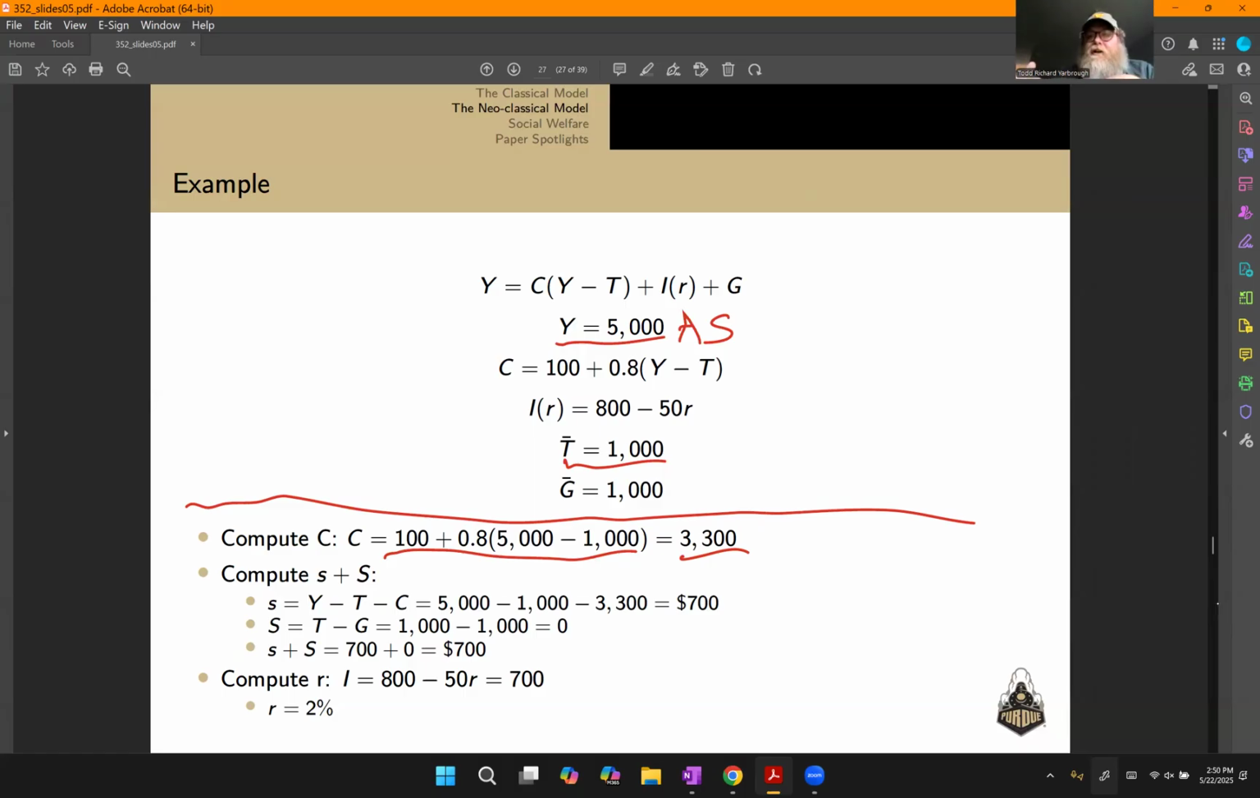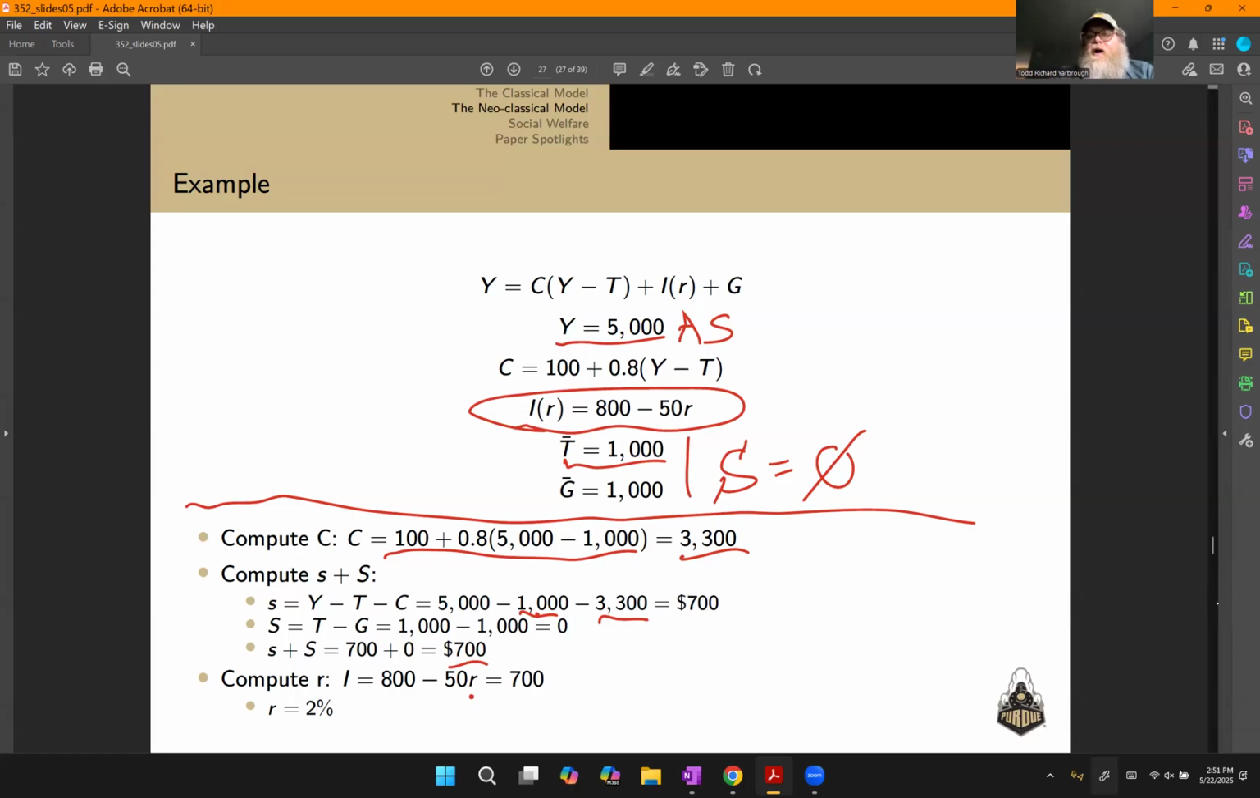Now that we have private consumption, this gives us the ability to compute private savings. So we just take output minus taxes minus that consumption. And we see that private savings is $700. We already know here, because government spending and taxes are equal to each other, that public savings is equal to 0. And then all we've got to do is take total savings, that's $700, and set it equal to the investment function, and then solve for the equilibrium interest rate. So it effectively ends up being one equation and one unknown at the end of the day.